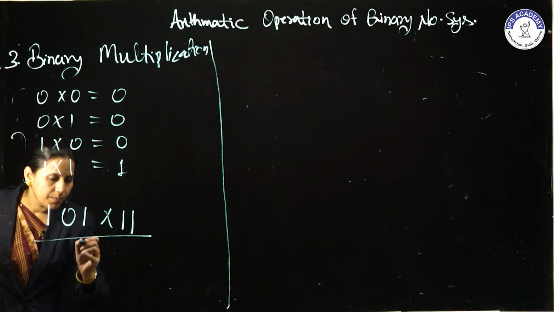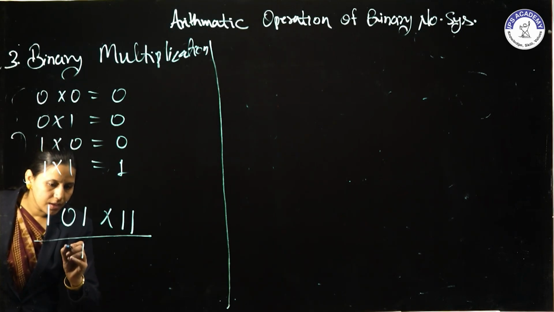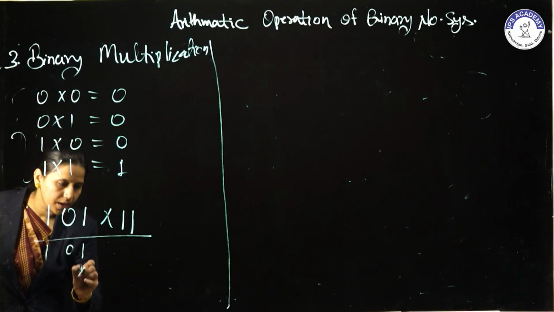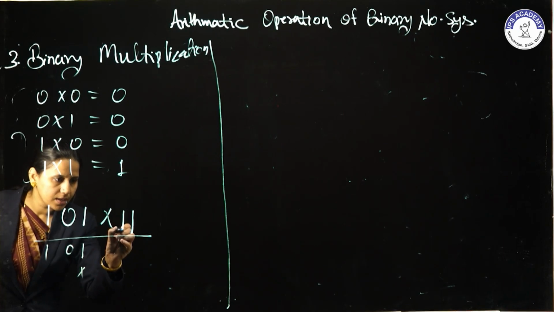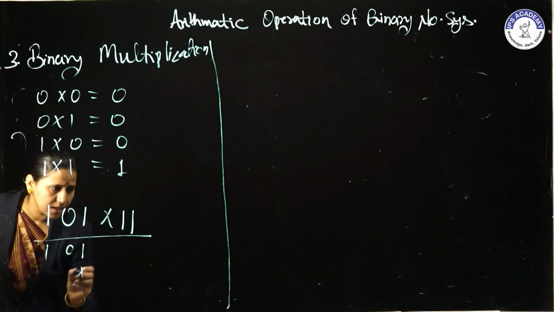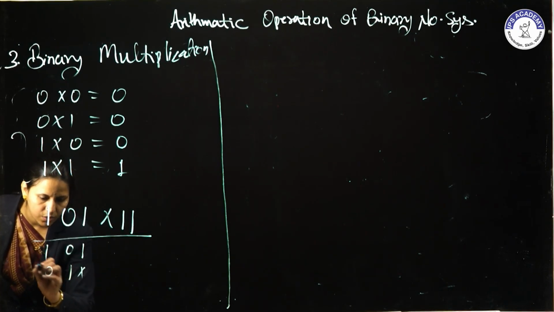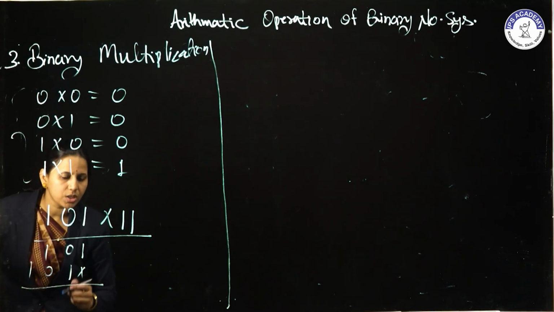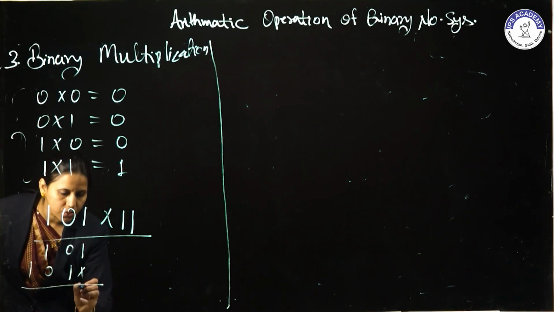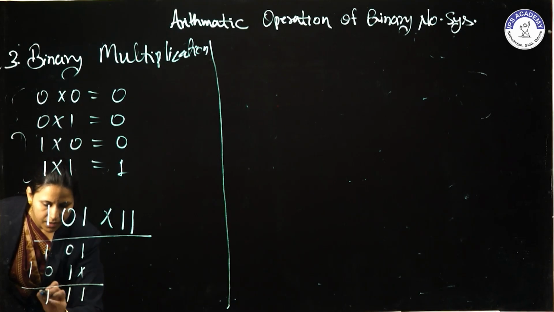So now multiply 101 by the second 1. So this is again 101. Now use the concept of binary addition for this purpose. So this is 1, 1, 1, 1.